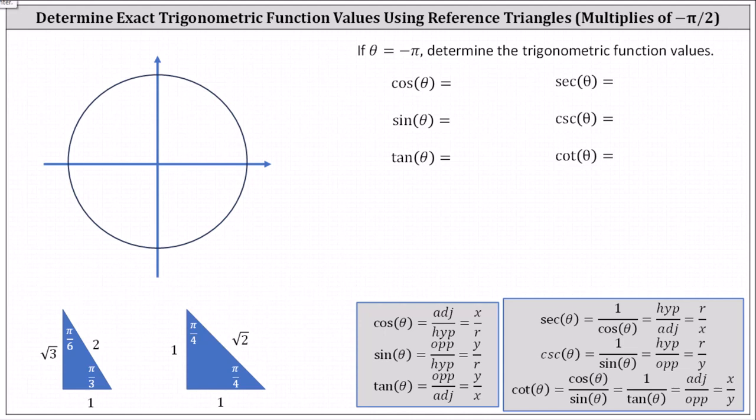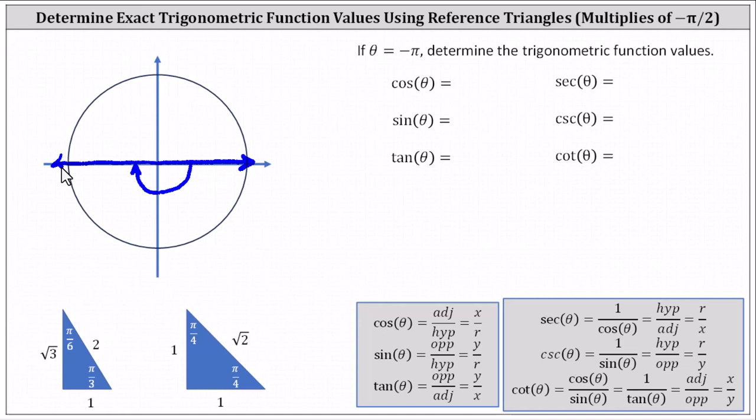In this lesson, we will try to use a reference triangle to determine the 6 trigonometric function values for theta equals negative pi radians. To begin, we sketch the angle in standard position. The initial side is along the positive x-axis. From here, because the angle is negative, we rotate clockwise pi radians, which is half a rotation clockwise, which indicates the terminal side is along the negative x-axis.